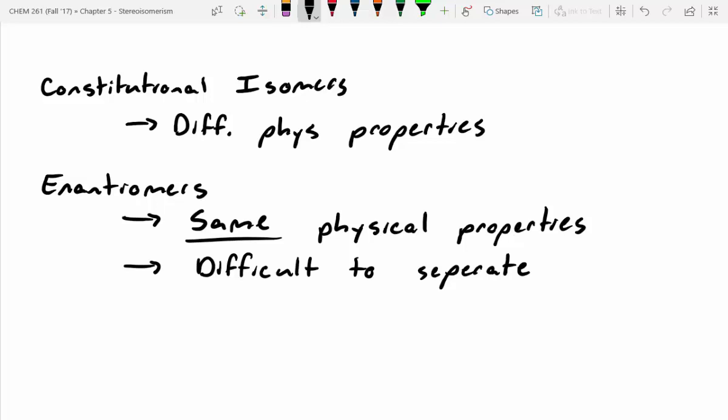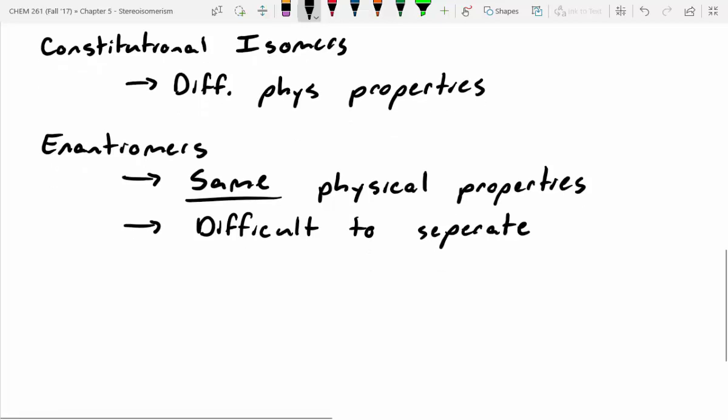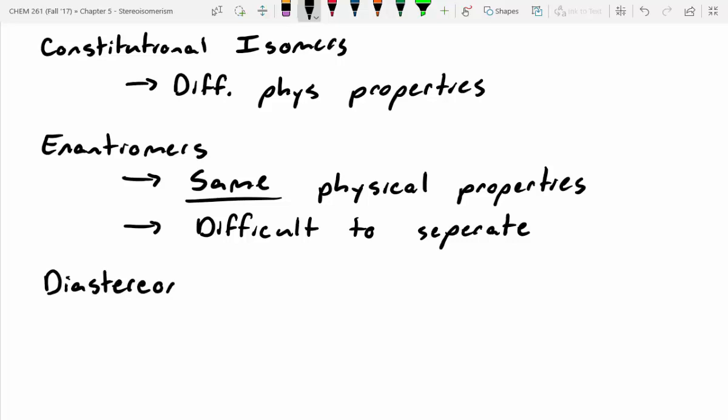In fact, the only way we can actually tell them apart in lab is with that plane polarized light, or the polarimeter. Do all stereoisomers have the same physical properties? No. So that gets to the next one, diastereomers. So diastereomers are another set of stereoisomers. And we said that diastereomers are not mirror images but have the same connectivity. These ones, again, have completely different physical properties.